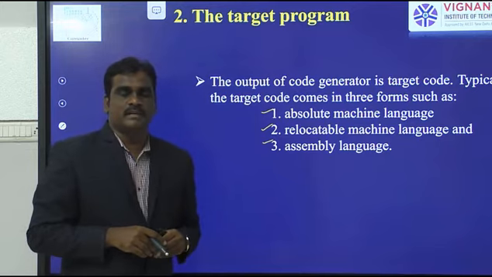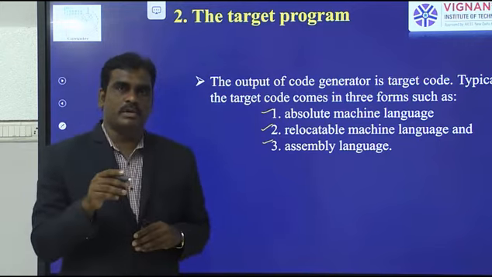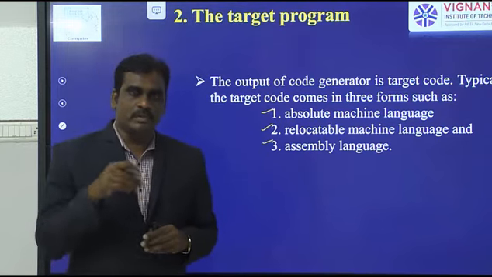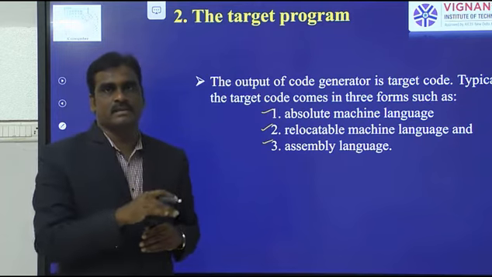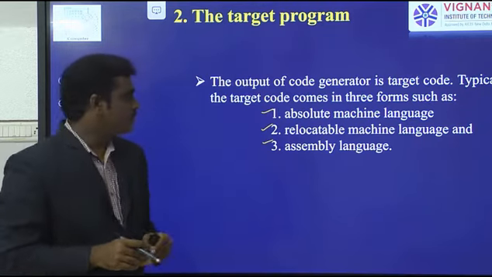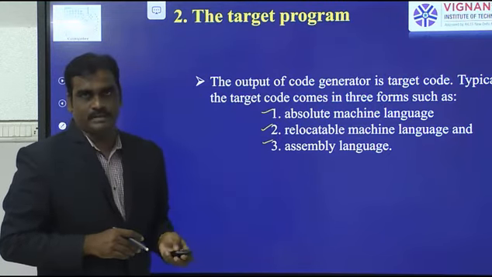All of you know that the compiler input is a high level language and it produces the target program as assembly language. By using the assembler, this assembly language is converted into machine level language. So these are the outputs of the code generator.